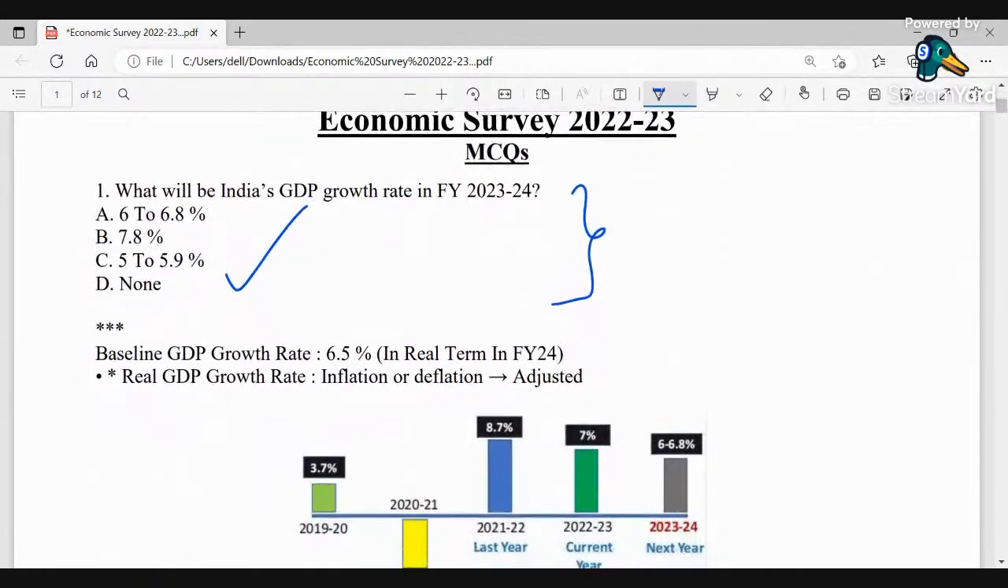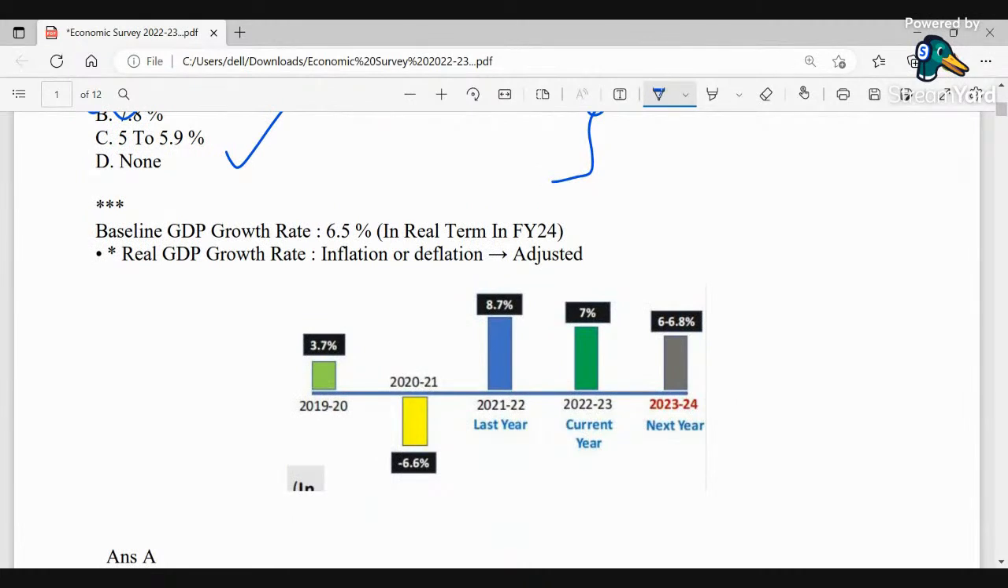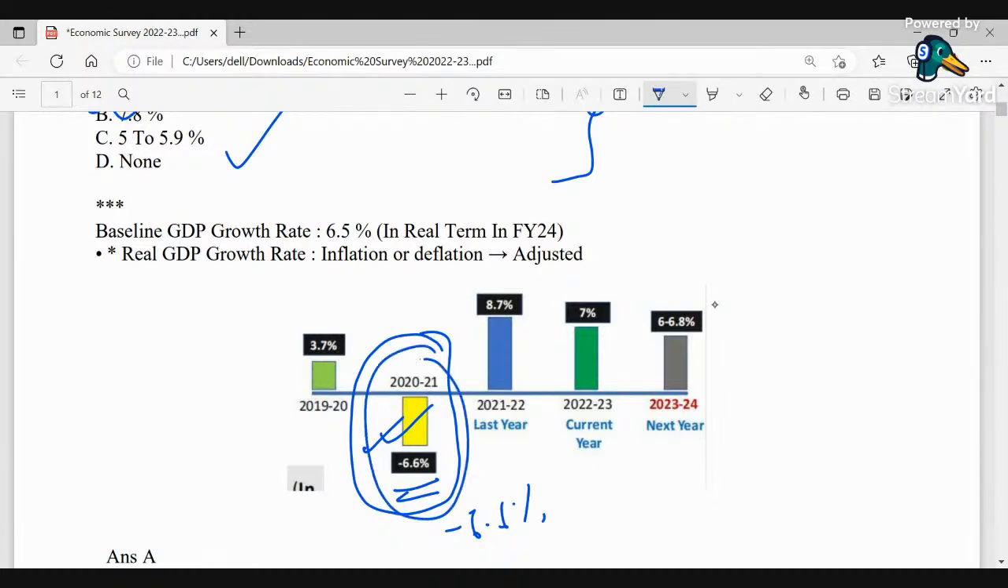The answer to this question is A. It is around 6 to 6.8%. You can see that during the time of COVID, the growth rate went negative, around minus 6.6%. Please do remember this growth rate also, because it was for the first time that our growth rate was negative, that is minus 6.6. So please remember this data of 2020-21 as well. For next year it is 6 to 6.8%, and for the current year it is 7%. So please remember 7% and 6 to 6.8%.